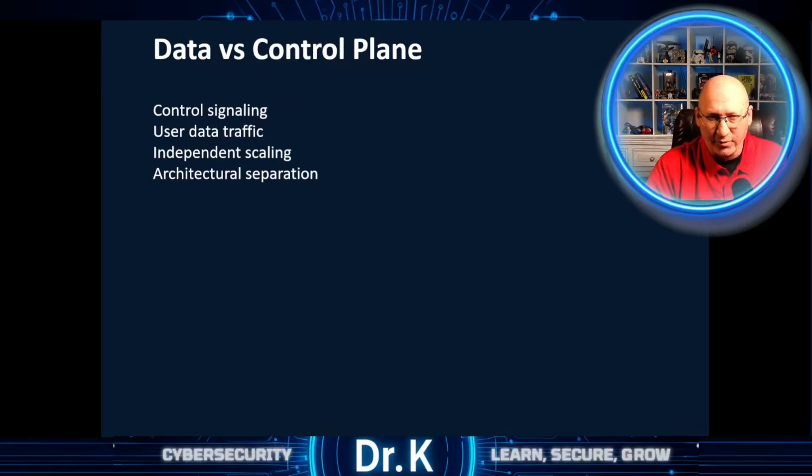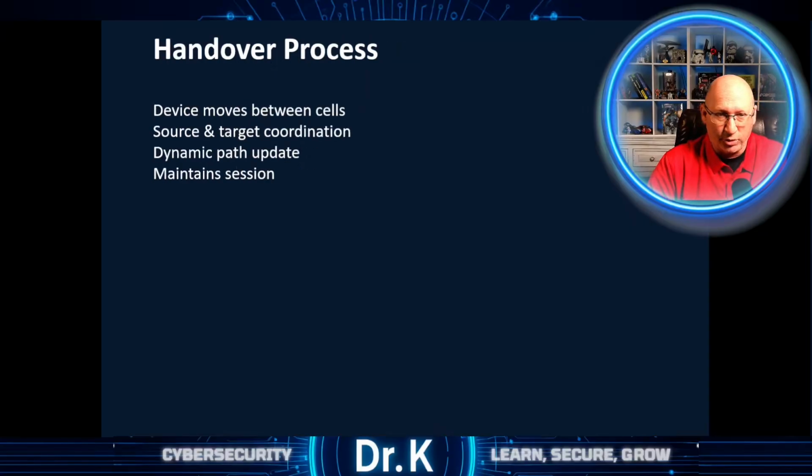A defining feature of 4G and 5G networks is the separation of the data and control planes. The control plane manages signaling, authentication, and mobility updates, and the data plane carries actual user traffic. That's your web browsing, streaming, and messaging. This separation improves scalability and allows independent optimization. Control messages can update location information without interfering with high volume data traffic, and this reflects a broader architectural principle used throughout modern networking.